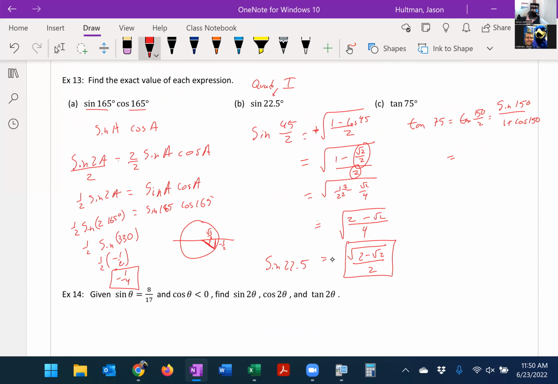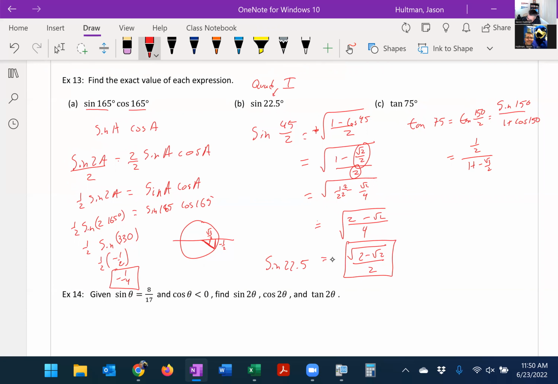Okay, so what's the sine of 150? Well, the reference angle is a 30-degree angle, and so the sine is going to be 1/2. What's the cosine of 150? Well, that's going to be negative radical 3 over 2.